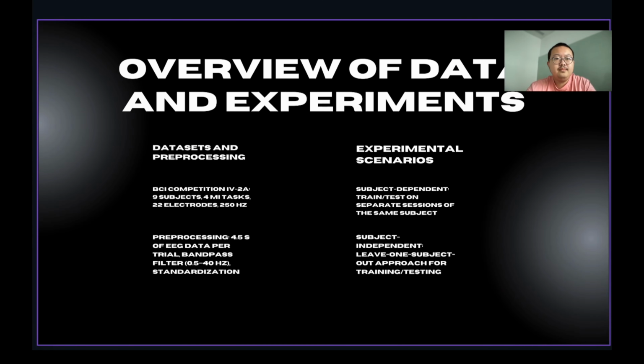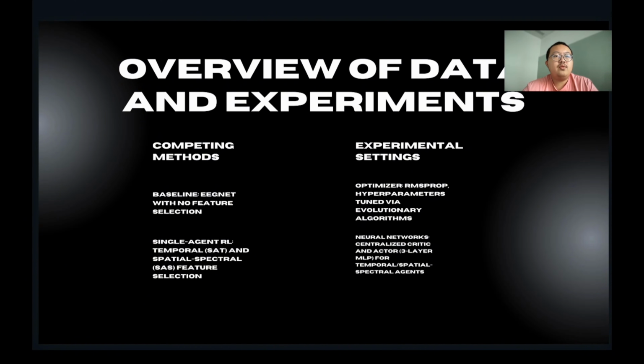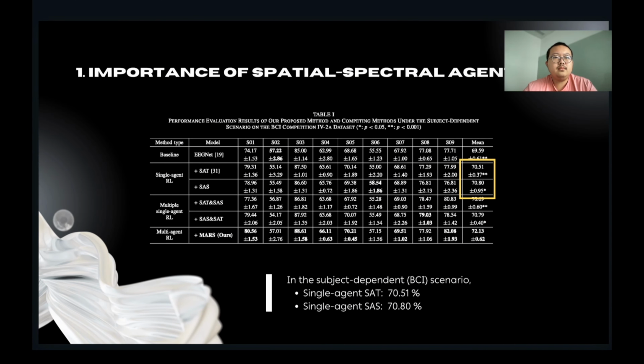Two scenarios were designed to evaluate the MARS framework, subject-dependent and subject-independent. In the subject-dependent setup, training and testing data came from different sessions of the same subject. For the subject-independent setup, the leave-one-subject-out method was used. The study compared MARS against baseline models without feature selection, single-agent reinforcement learning for feature selection, and sequential combinations of single-agent RL frameworks for multi-objective selection.